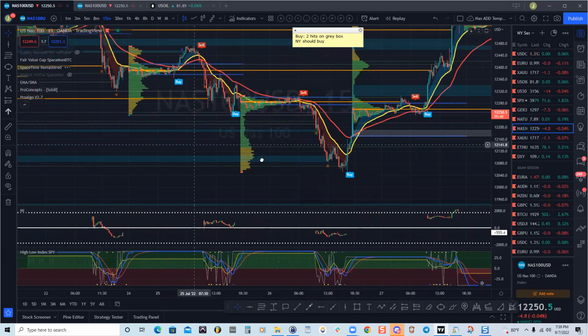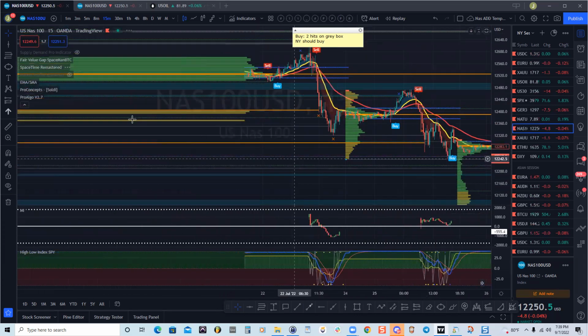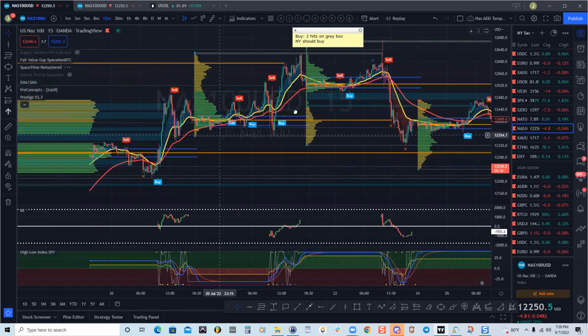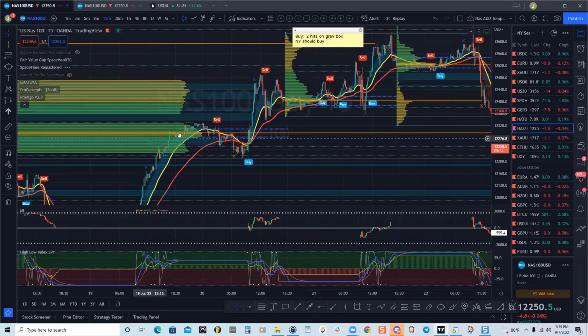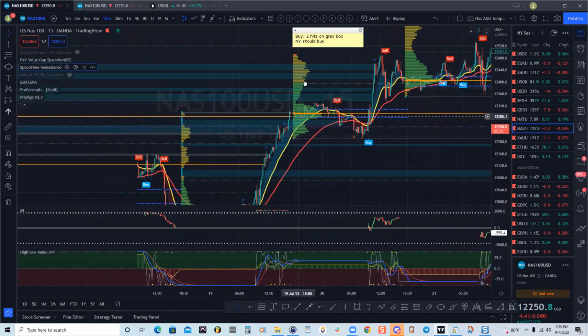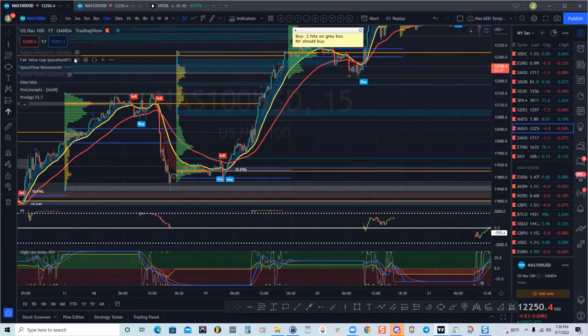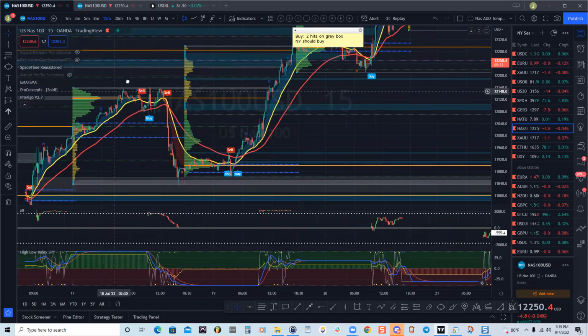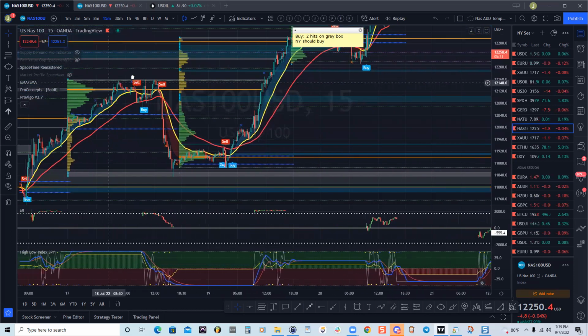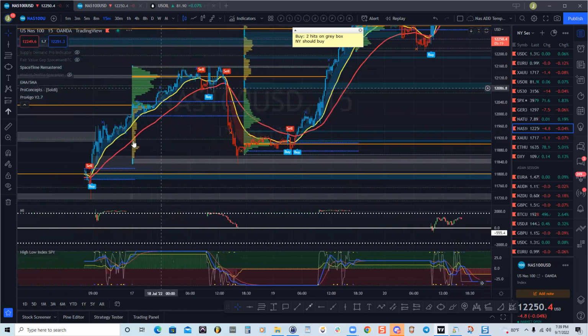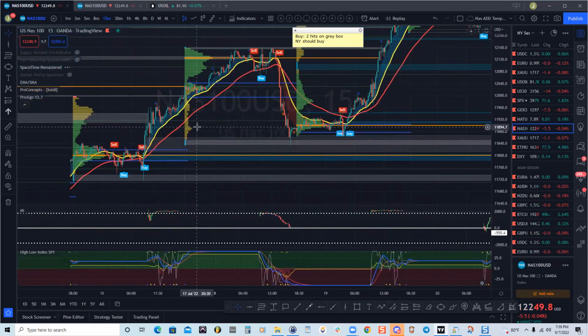Let's go down the list here. This is how you backtest this stuff. Take these blue boxes, the spaceman gap off. And I'm looking for a gray box that started and ended. 2 touches.